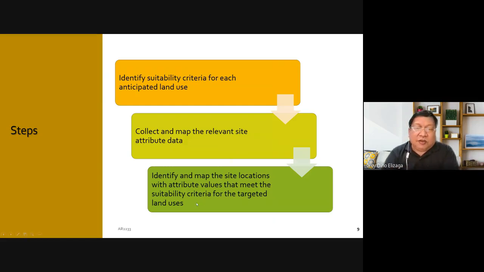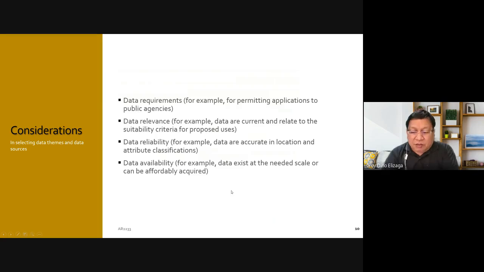Okay, so the third step says identify and map the site locations with attribute values. It actually means that when you have your property, for example, in your design now, you have a land. You have to sort of identify which part of that land is the best. So you have to grade somehow or rate each of the parts, which you will see later on. But first, when we try to get data, we have to think about these considerations.